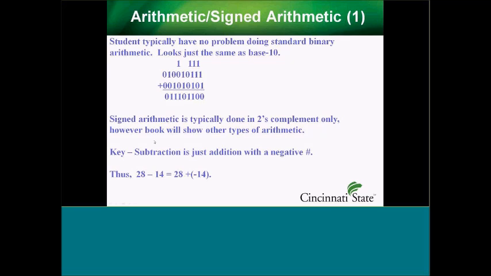Subtraction is, as I tell them, okay, we have negative numbers, and we have addition, therefore you have subtraction. That's all you're doing. You just add a negative number. So if you want to do 28 minus 14, what you're really doing is adding negative 14. This is what your computer does.